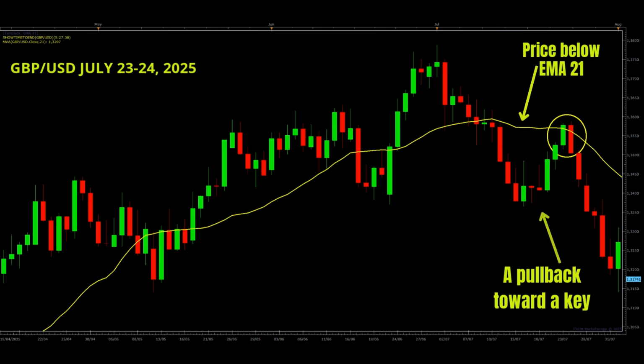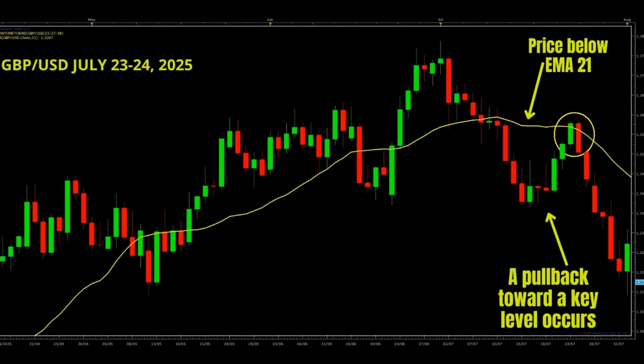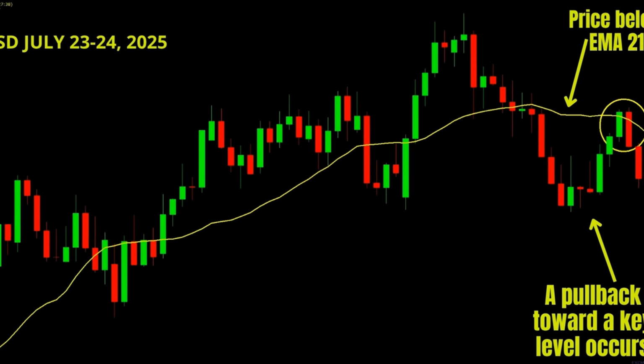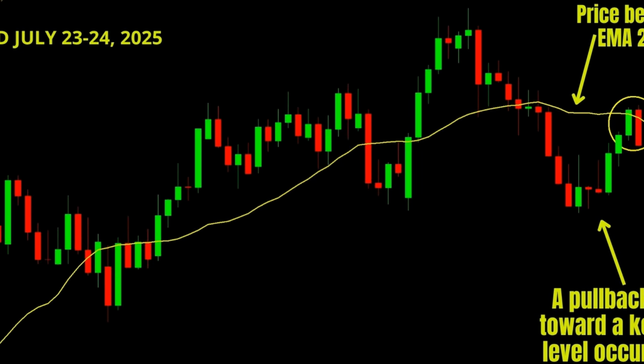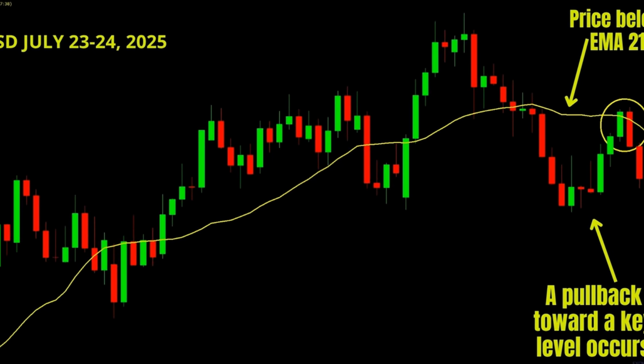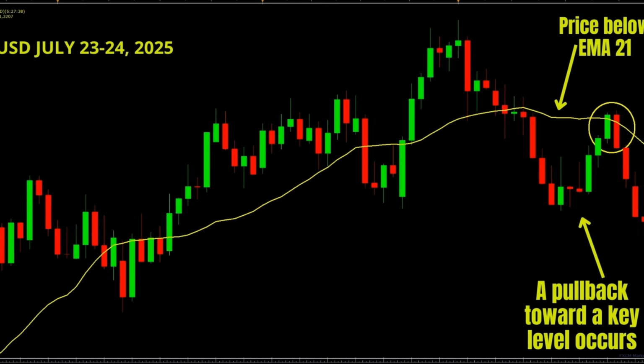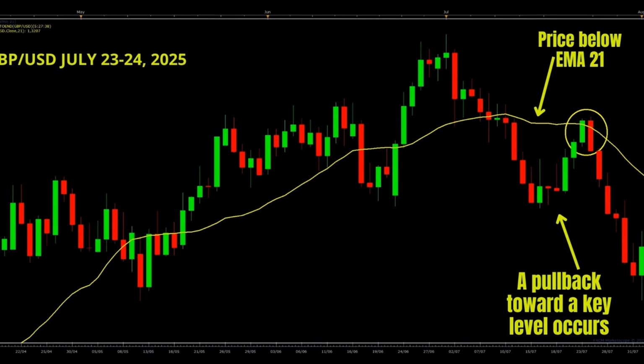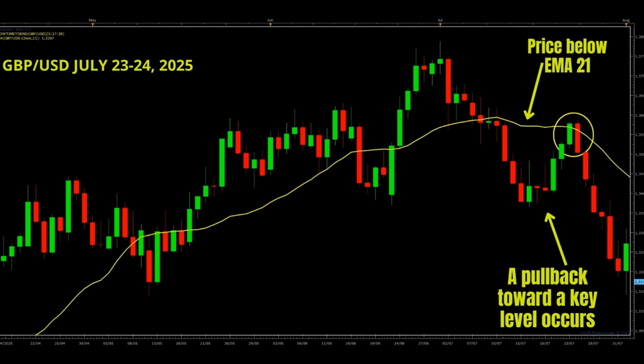Let's analyze a short trade example on the GBP/USD chart. The price is clearly below the EMA 21, confirming a strong downtrend. The market then executes a corrective move, our required pullback, up toward the key level resistance area. We have established the optimal environment for a short entry.